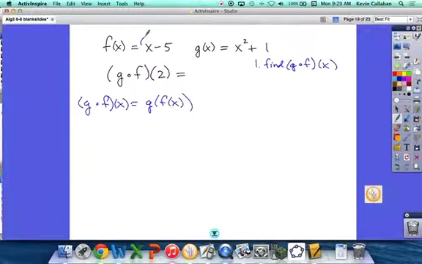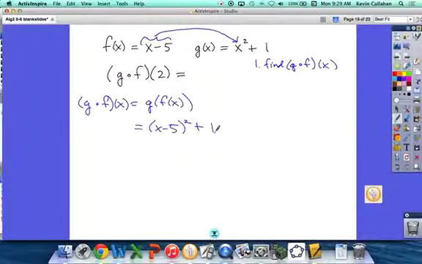Now, if we're going to put the f of x inside of the g function, that means take this and put it in the place of x there. What does that look like? What will it look like if I take this x minus 5 and replace the x with it? x minus 5 squared plus 1. Right? You still have the plus 1.